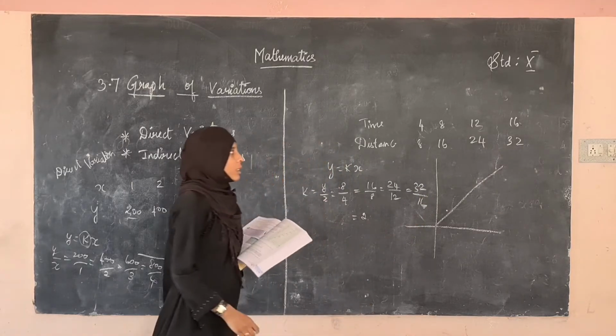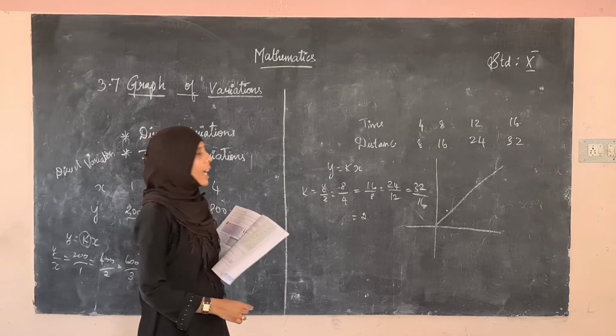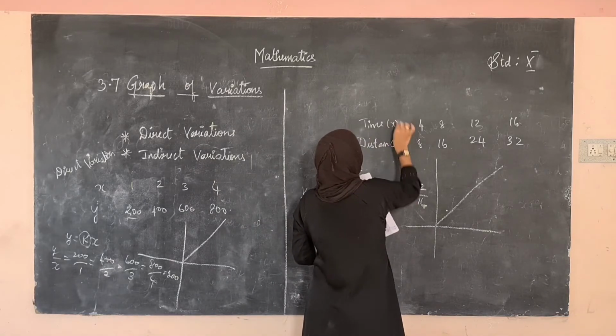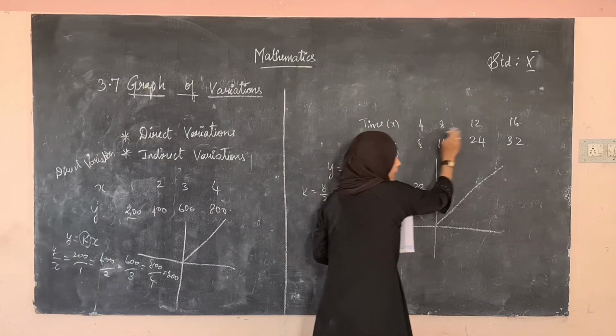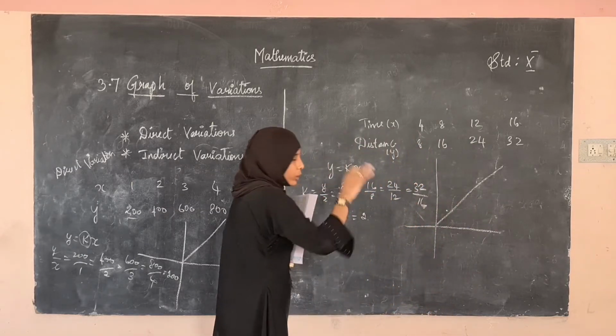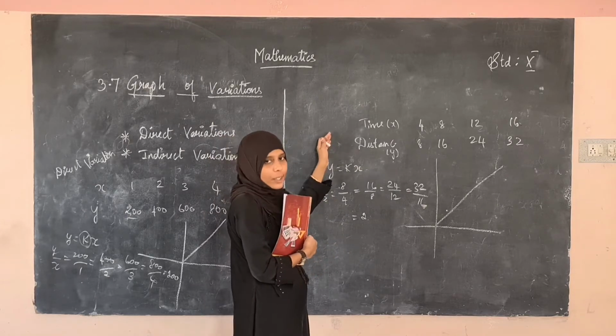Right? See here, another thing for finding direct variation is, if the x coordinate increases, the y coordinate also increases. There will be an increase in both. Then we can say that it is a direct variation.